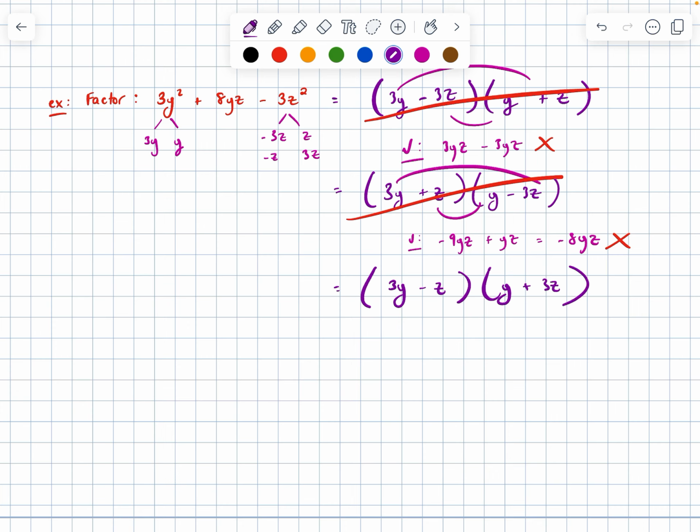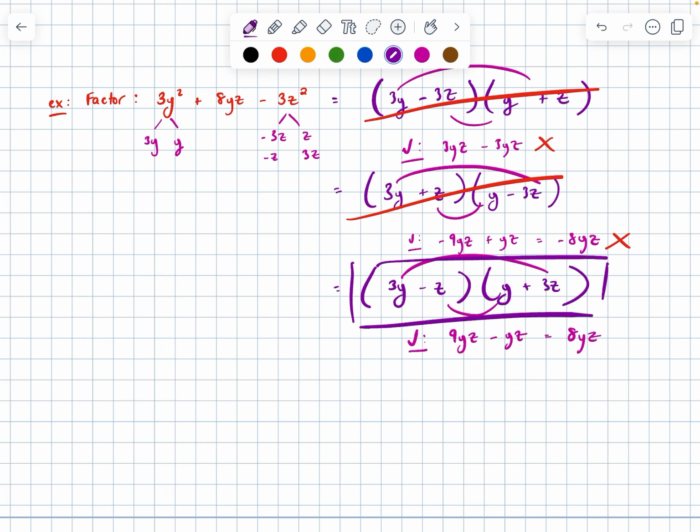So I'm going to take that factorization from above. Because the number part I like, let me flip the sign so that I get the sign that I want. Let's check and make sure. Our middle term will be 3y times 3z, which is positive 9yz. Negative z times positive y gives us negative yz. Add them together, we do get the positive 8yz that we want. Here is our factored form.